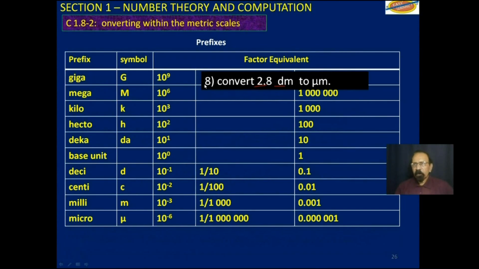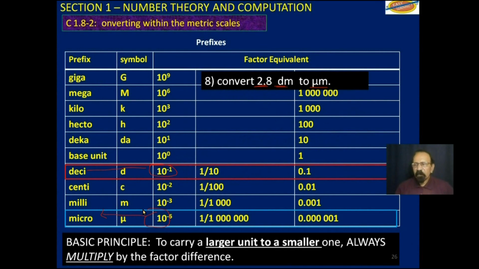Next example, convert 2.8 decimeter to micrometer. So where are we? We are here, decimeter. Where are we going? We're going to micrometer, which is down here. So we get our factor difference, and then we will multiply by that.